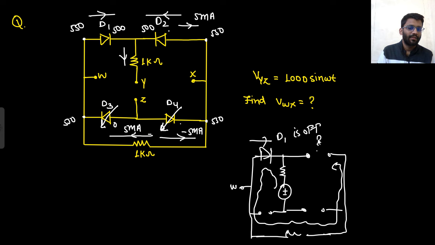So that's why all the four diodes are off. Not because this is having 0, this is having 500. That's the reason that all diodes are off. Are you getting my point? That was the most important point.